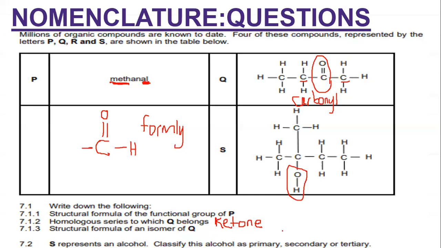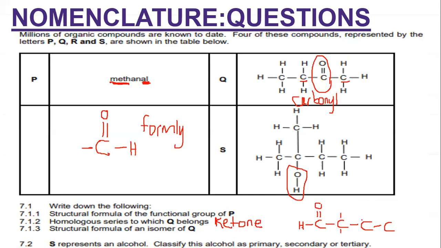Okay, so now let's draw the structure of the isomer of Q. We said we're going to take this carbonyl group and move it to the first carbon. So I'm going to draw it right down here. There is my C, there is my double bond, O, there is my carbonyl, it is on the first carbon. So it means I have to put a hydrogen here. Now how many carbons do I have? 1, 2, 3, 4. So it is the first carbon, second carbon, third carbon, and fourth carbon. Now I have to complete by putting the bonds.